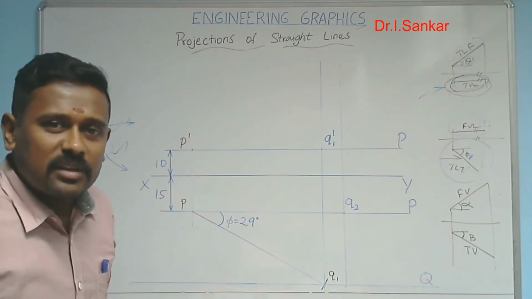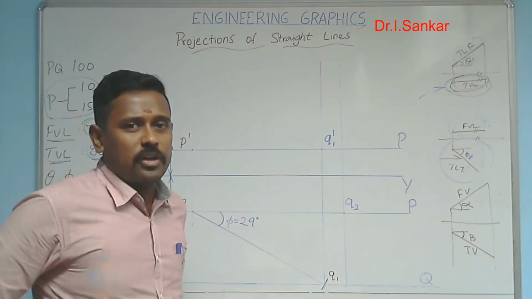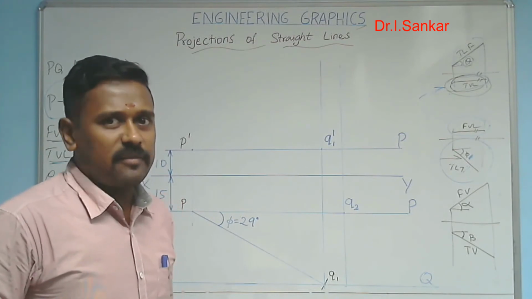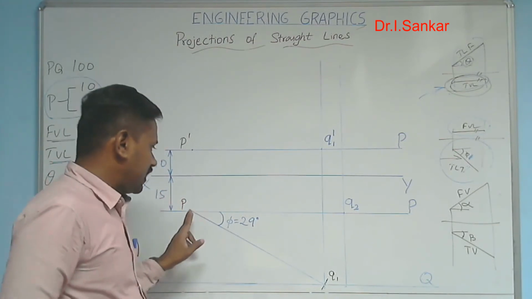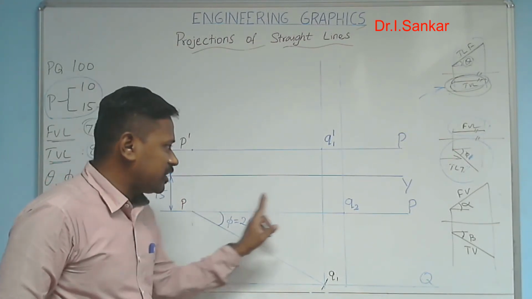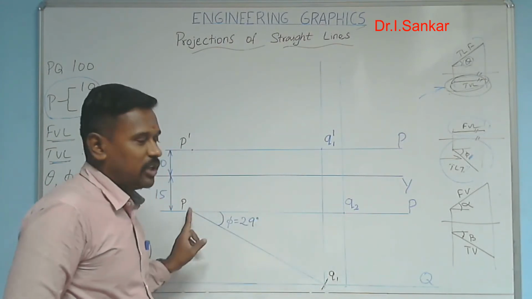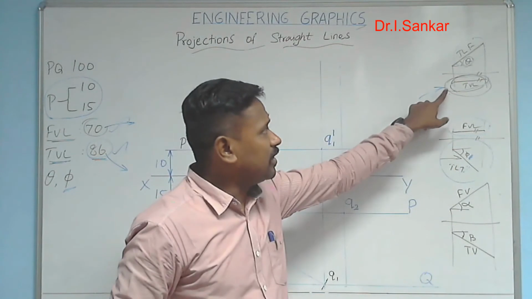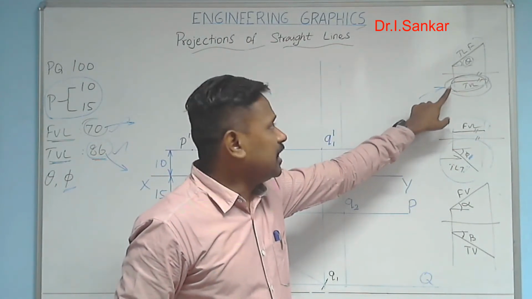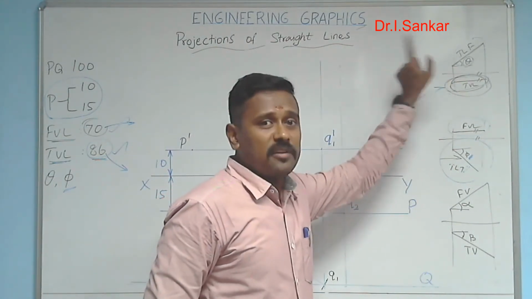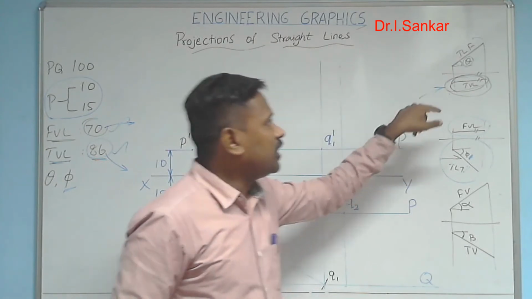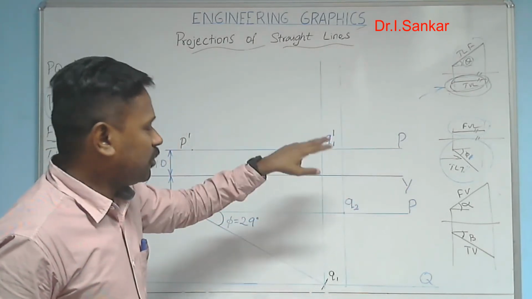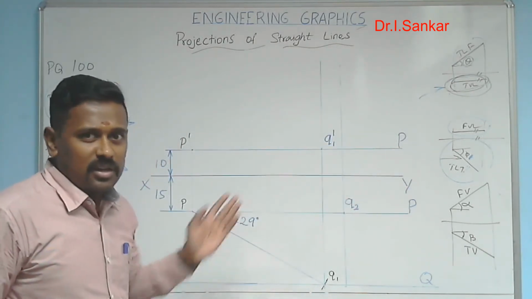Meanwhile, the same job we can do in order to find the true length line in the front view area. See here, we already have the top view length PQ2 in the top view area. Its pair is the true length in the front view. That we can find the same way as we did just now.